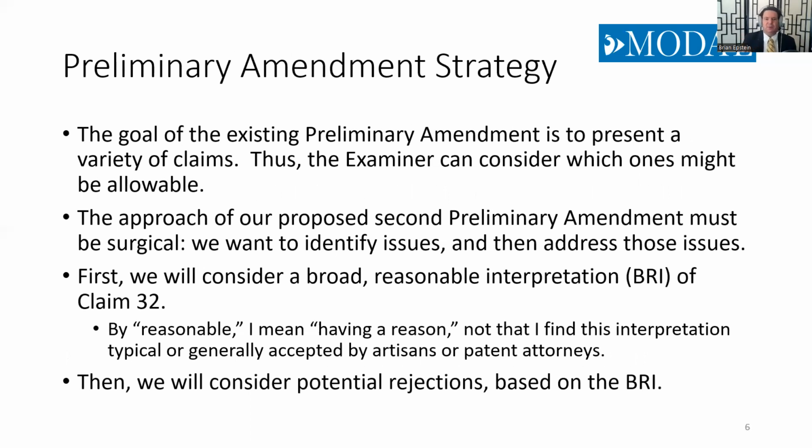The goal of the existing preliminary amendment is to present a variety of claims. Right? They just kind of threw everything at the examiner. The examiner will determine which claims require additional references to form a rejection. The examiner can consider which claims might be allowable. And so that claim set can provide a good set of guideposts for prosecution, right? We have a good sense of where maybe the examiner's rejection is a bit weak, or where an additional reference has to be brought in.